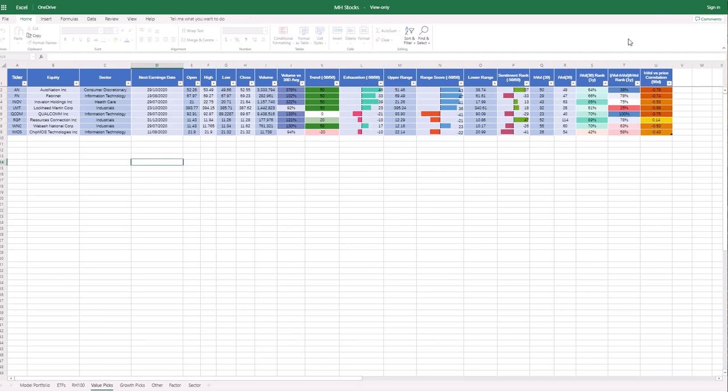So these value picks are Piotrowski 9s, and then they have all the same metrics. They're just Piotrowski 9s. This gets updated weekly. It's obviously more likely to change during an earnings season.